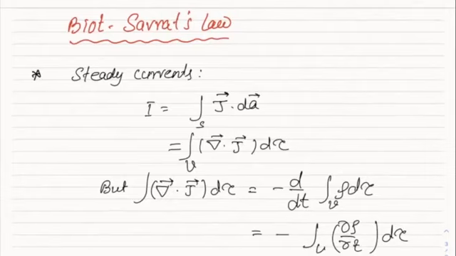Now using your familiar integration theorems, you can convert the surface integral into a volume integral. J dot dA is nothing but the integral of del dot J d tau. So far so good. I think you are getting me.